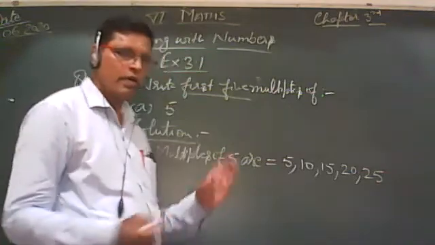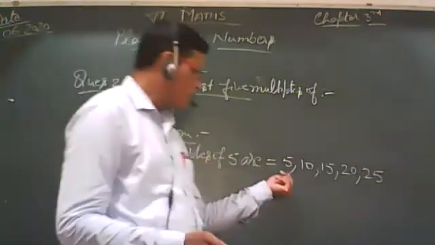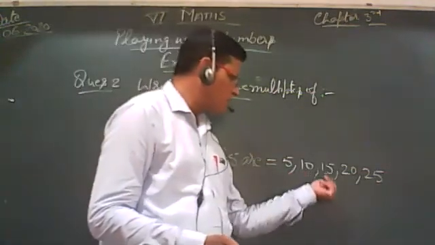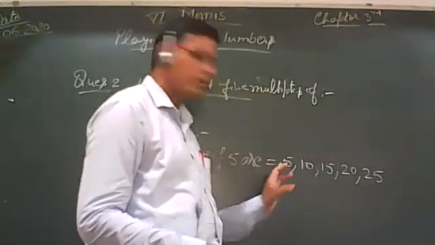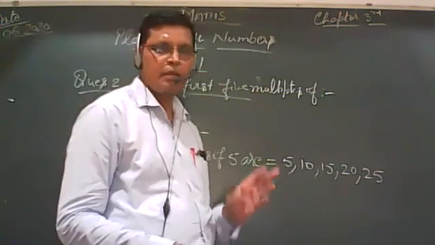Okay, now again we discuss. 5 1s are 5, 5 2s are 10, 5 3s are 15, 5 4s are 20, 5 5s are 25. This is how many? Tell me.